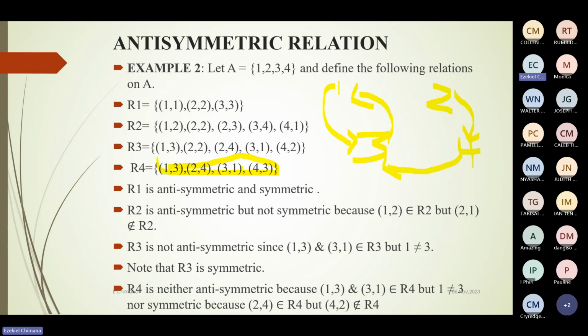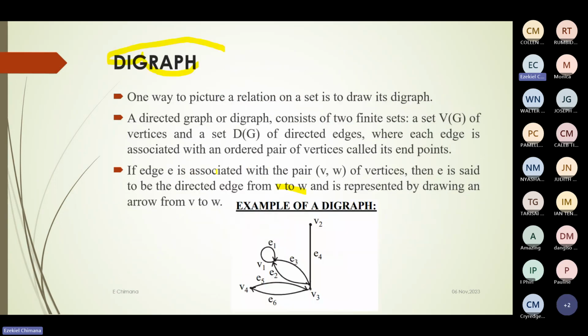Do we have questions or contributions on digraphs? We have some questions here.